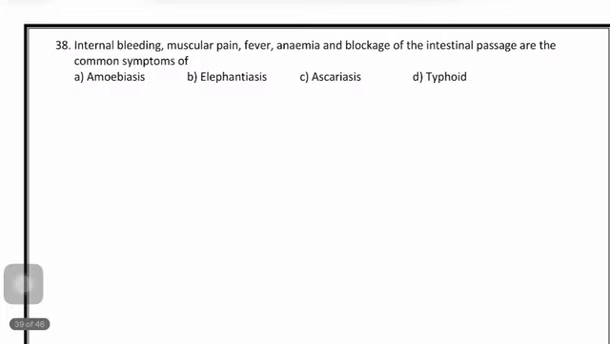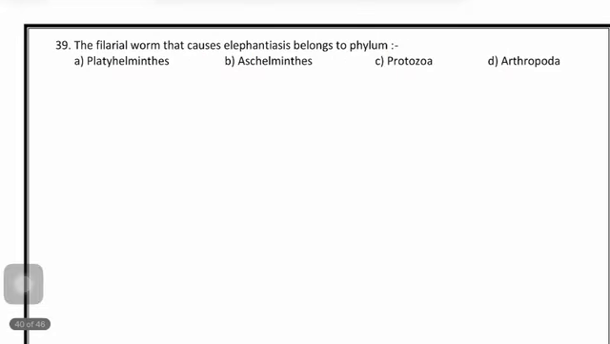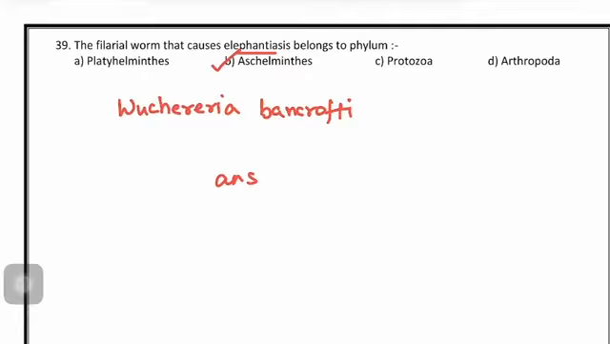Coming to 38th question. Internal bleeding, muscular pain, fever, anemia, blockage of intestinal passage are common symptoms of ascariasis. Coming to 39th question. Filarial worm that causes elephantiasis belongs to which phylum? The filarial worm is a worm called Wuchereria bancrofti, and it belongs to phylum Aschelminthes. So answer is option B.